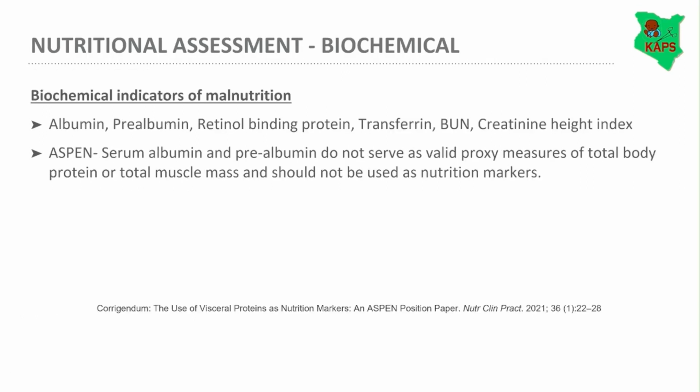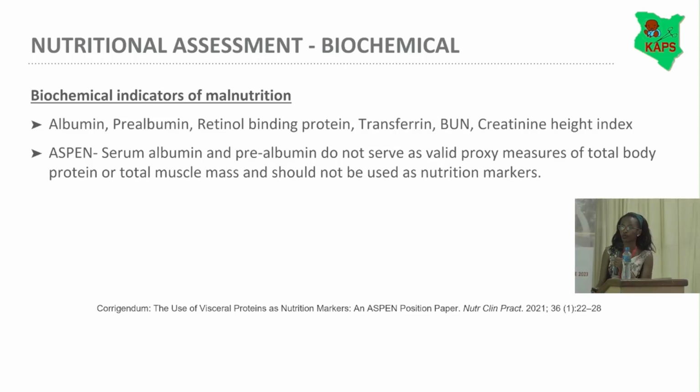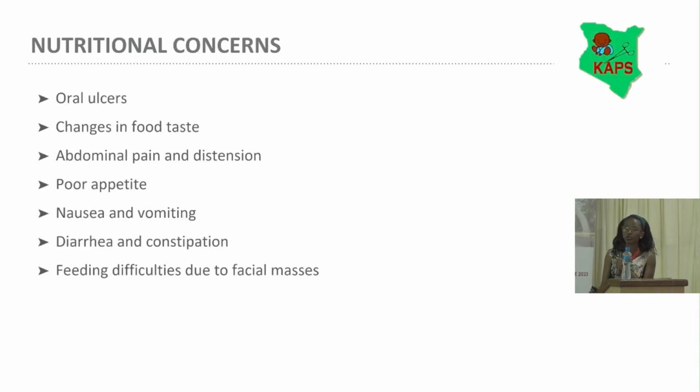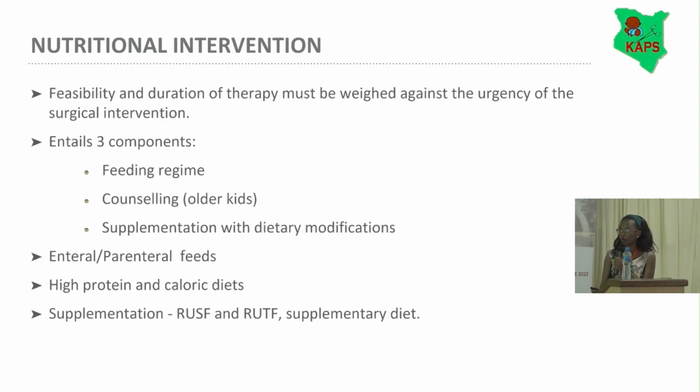we are using. So the biochemical indicators of malnutrition we use are albumin, prealbumin, retinol binding protein, transferrin, BUN, and creatinine height index. ASPEN guidelines, however, recommend that serum albumin and prealbumin not serve as valid proxy measures of total body protein because they tend to be influenced by acute stress markers and illnesses, and therefore should not be used as nutritional markers. The nutritional concerns found in literature and in our survey were oral ulcers, change in food taste, abdominal pain and poor appetite, nausea and vomiting, diarrhea and constipation, and also feeding difficulties due to facial masses.